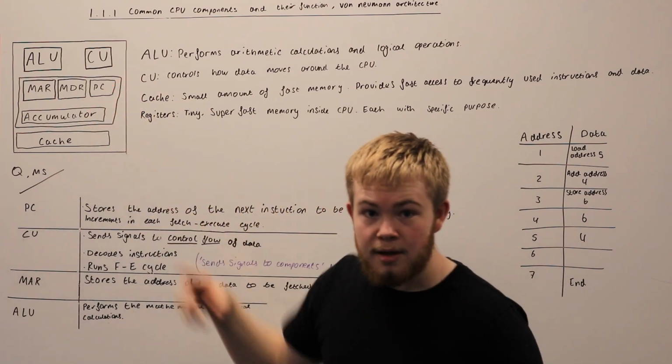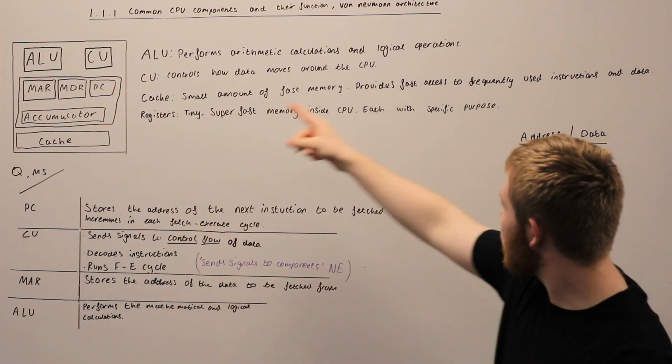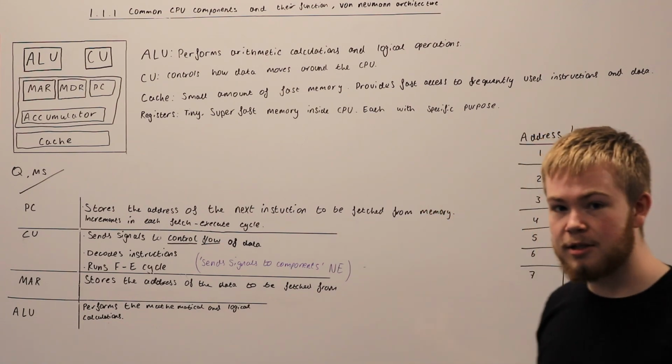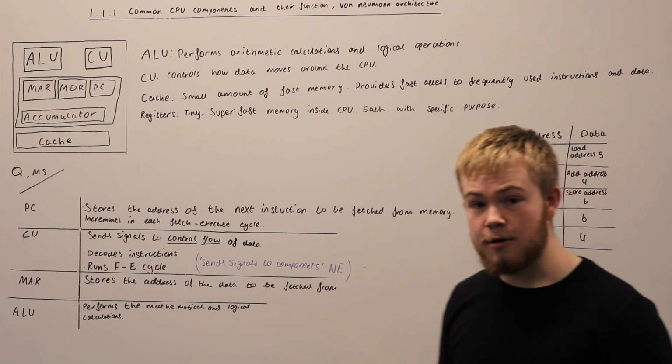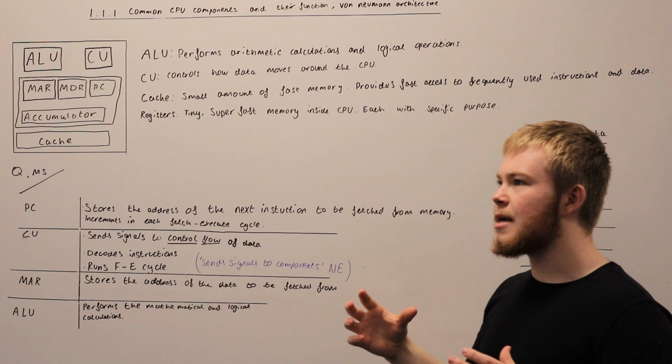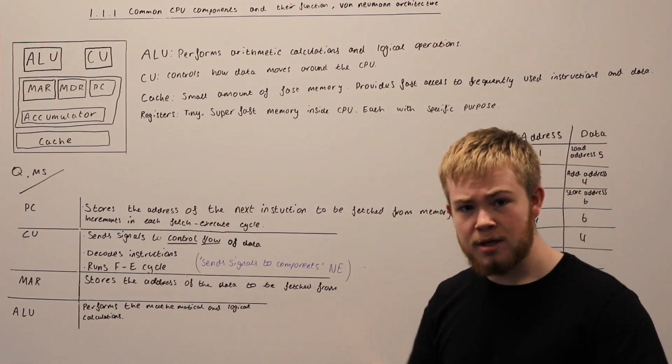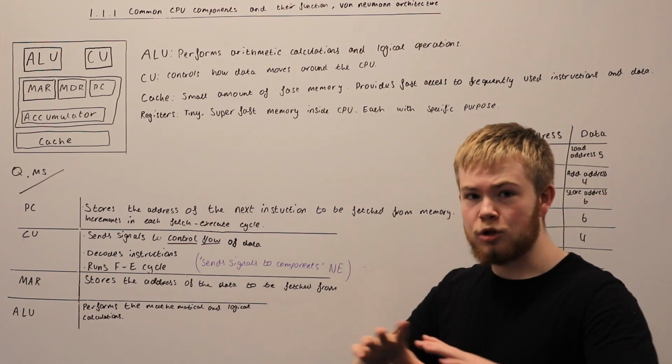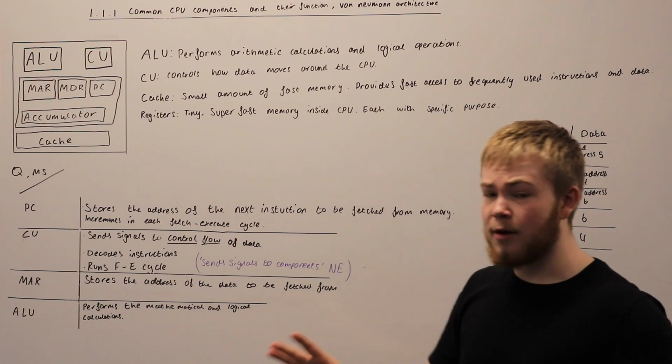The CU, the control unit. The control unit controls how data moves around, how data flows through the CPU. So think of it like in an airport, the control tower that looks around and makes sure everything's flowing correctly.